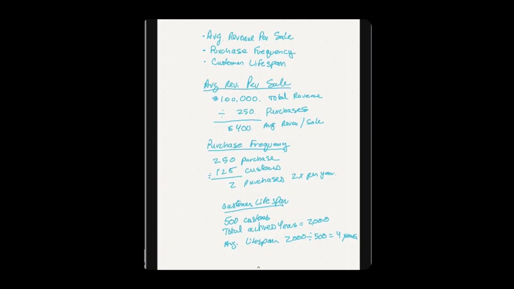So now here's how we figure out the actual lifetime value. We've got a couple numbers here. We've got average revenue per sale of $400. We've got purchase frequency of 2 per year, and we've got customer lifespan of 4 years. Okay, so let's remember those numbers.